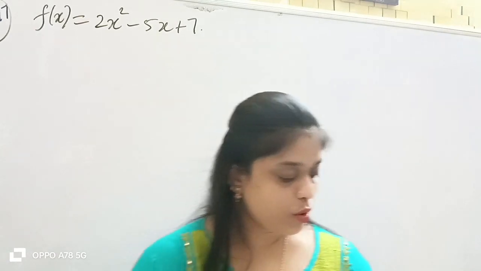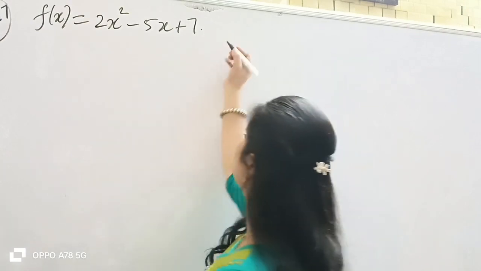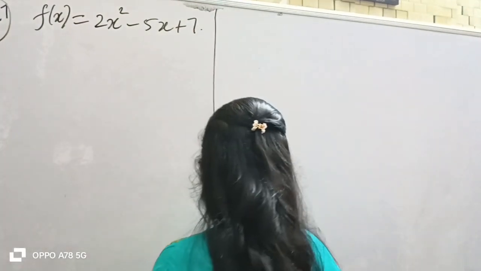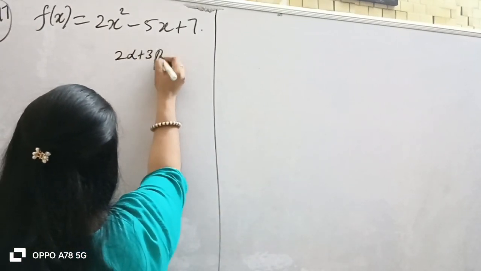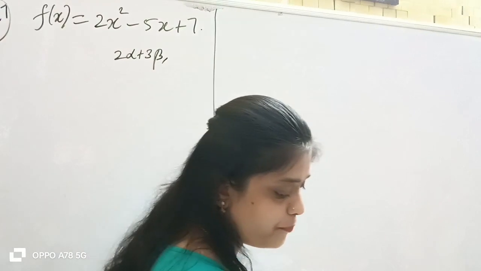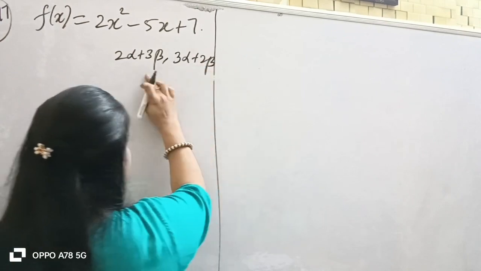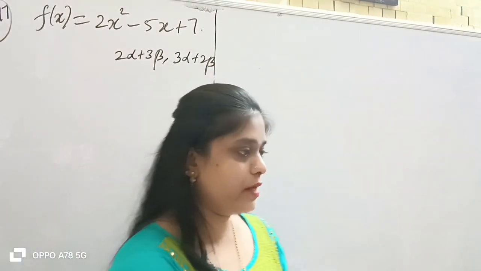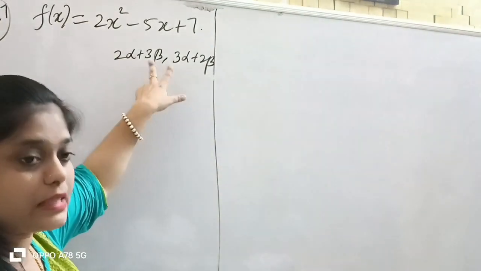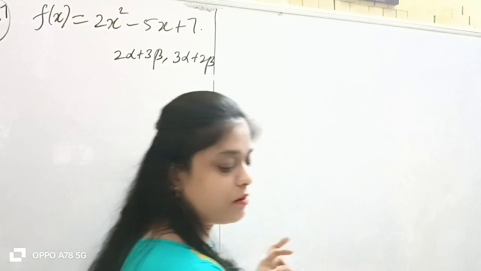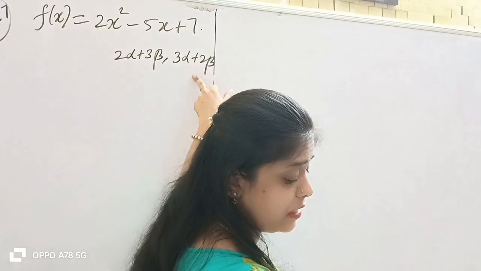Find a polynomial whose zeros are 2 alpha plus 3 beta and 3 alpha plus 2 beta. They are asking for a quadratic polynomial for these two zeros. This is the polynomial of alpha and beta, and this is for these two zeros. Find a polynomial whose zeros are 2 alpha plus 3 beta and 3 alpha plus 2 beta.